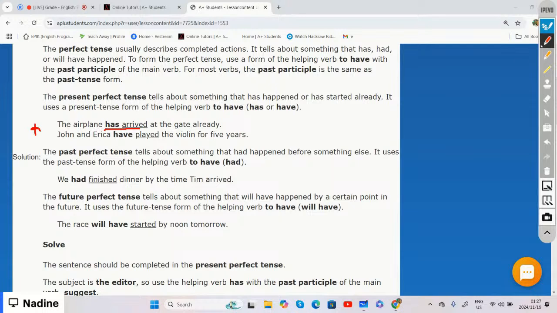And then if you look at our next example, it says John and Erica have played the violin for 5 years, meaning it shows something ongoing. It started already, and they are still playing, but they've been playing for 5 years.